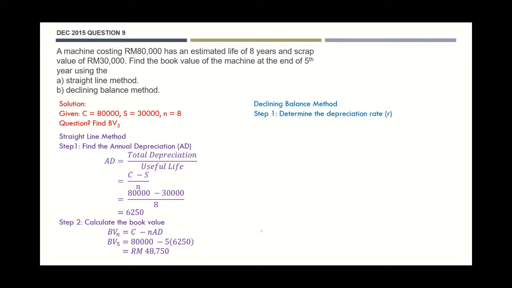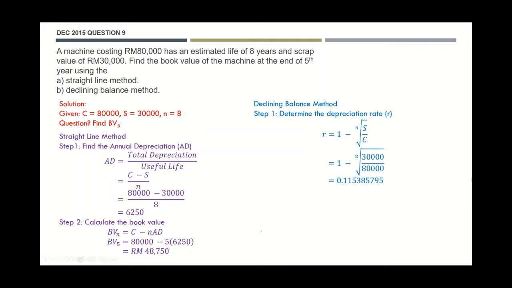So in order to find the depreciation rate, you already have the given information of C and S. So you can use the formula R equal to 1 minus the N-th root of S divided by C, that is the scrap value divided by the cost. And in this case, N is equal to the useful life, 8, because we are using the scrap value.